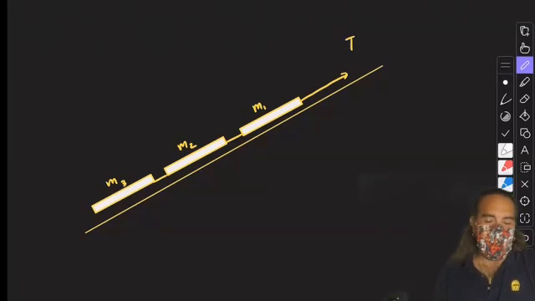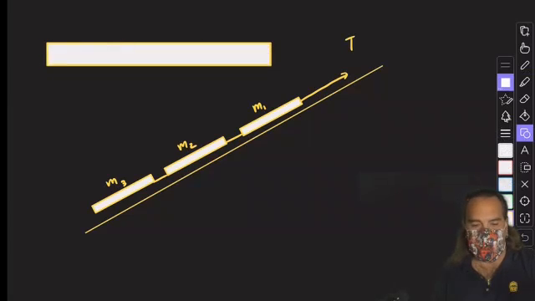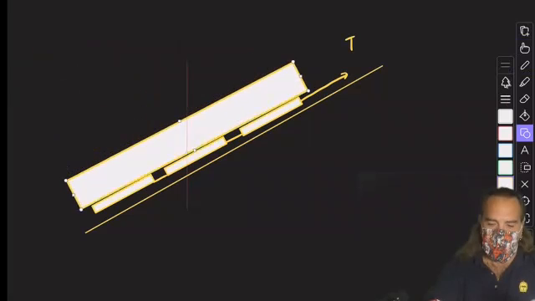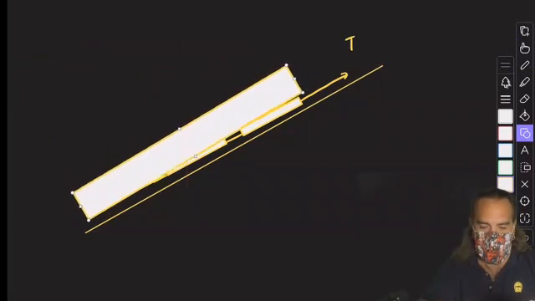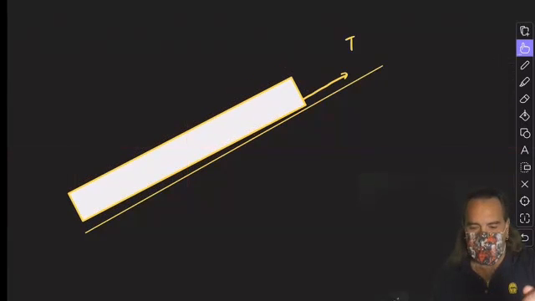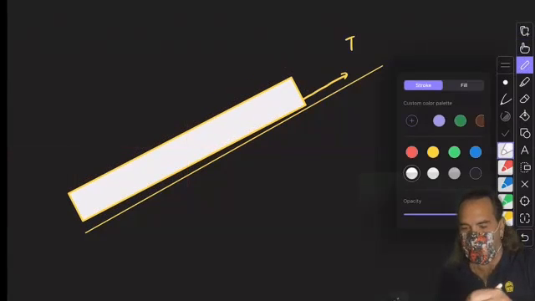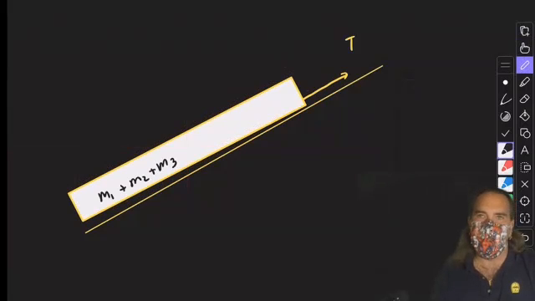The first thing I would consider doing is not doing the problem like this. The first question probably is, what's the acceleration of the system? So if I was faced with having to do the acceleration of the system, I would, for that portion of the problem, just say that's one big box. So there, one big box. And what's the mass of this box? Well, it's all of the masses. So M1 plus M2 plus M3.